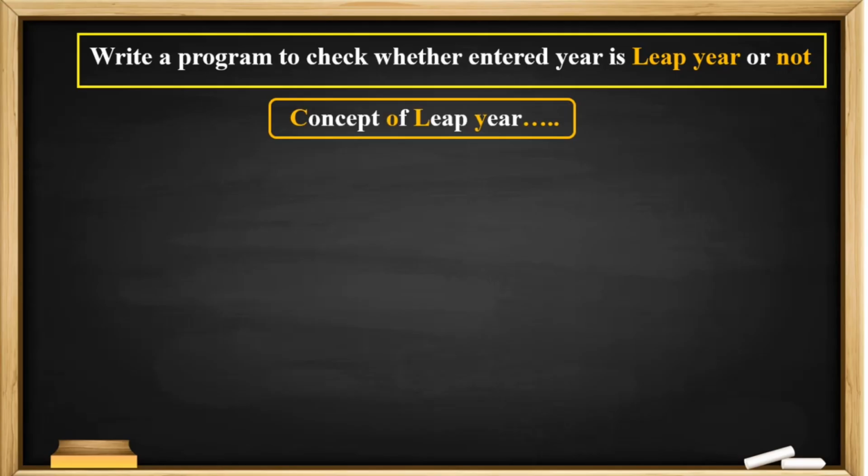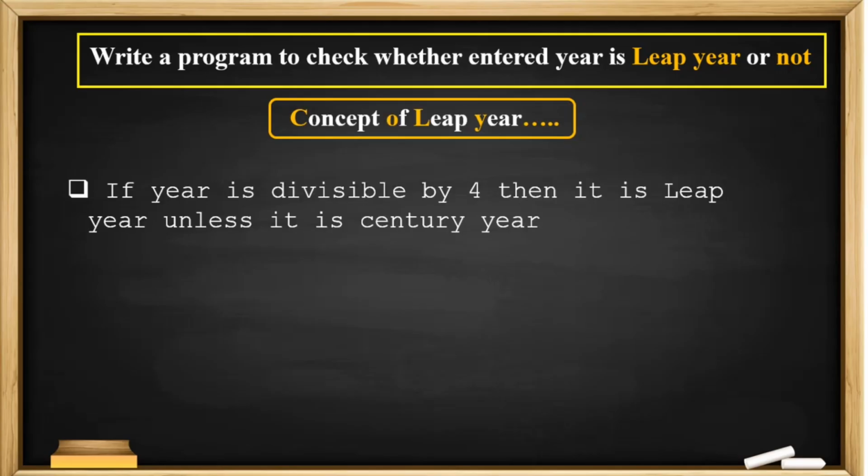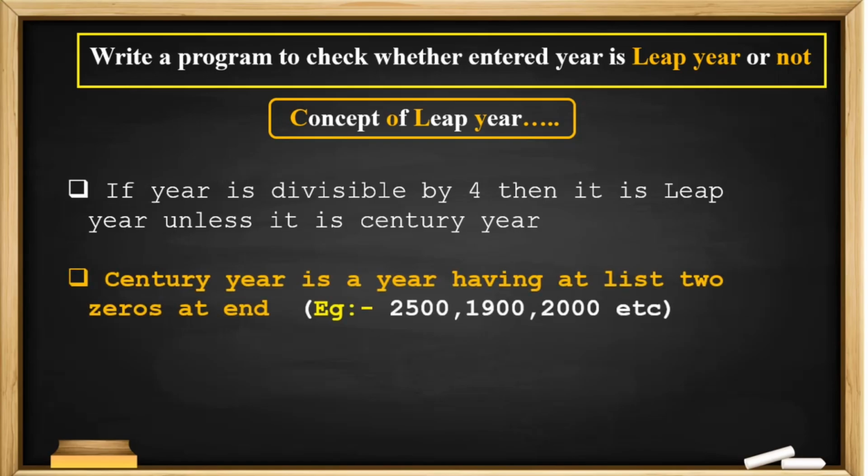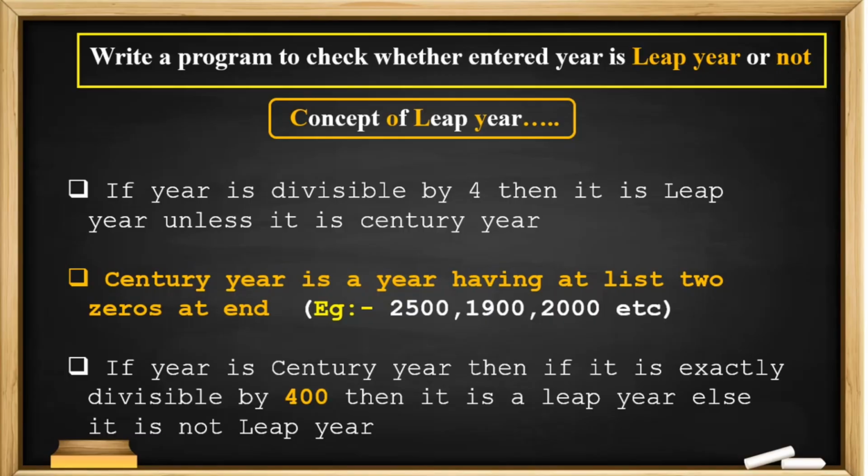Now we try to understand the concept of leap year. If year is divisible by 4, then it is a leap year, unless it is a centurieth year. What is a centurieth year? It is a year which ends with two zeros. For example, 2500, 1900 or 2000, etc.